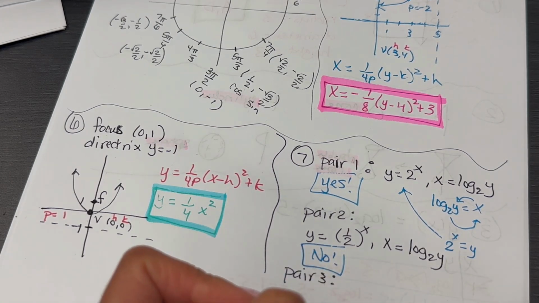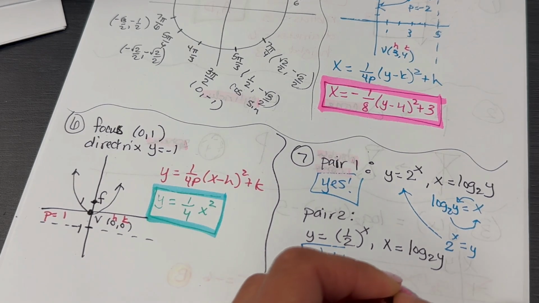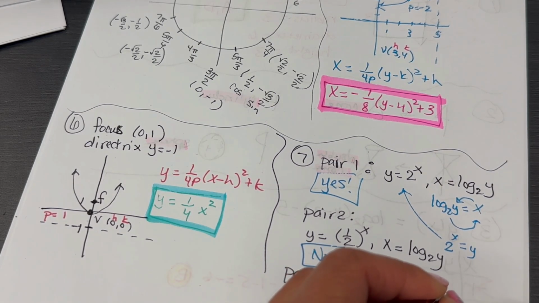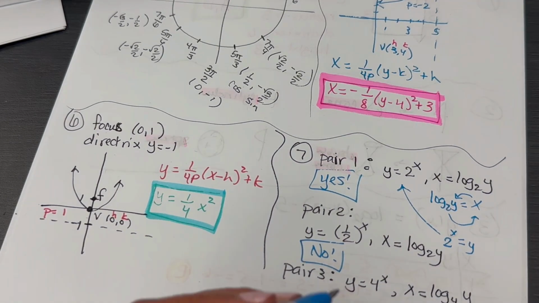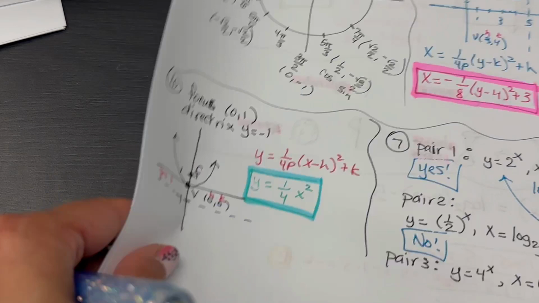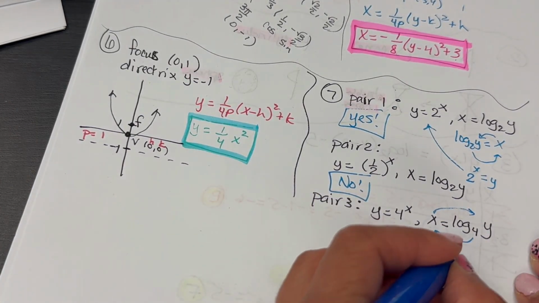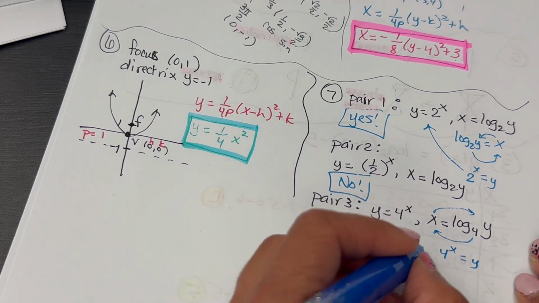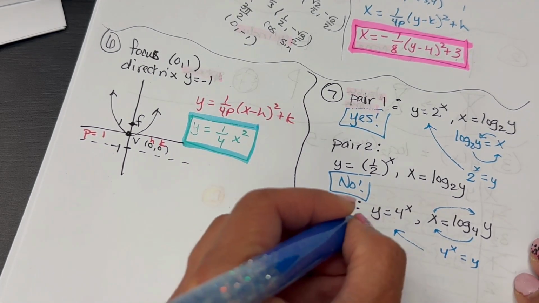Pair 3 is y equals 4 to the x, and x equals log base 4 of y. So if we do our roundabout, now if we have it on the right, you just have to go around clockwise instead of rewriting it. So that would be 4 to the x is equal to y. Well, that's the same thing here. So this one is a yes, they are equivalent.